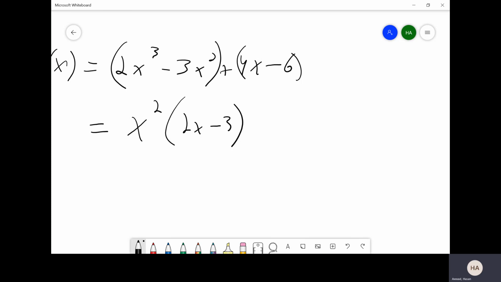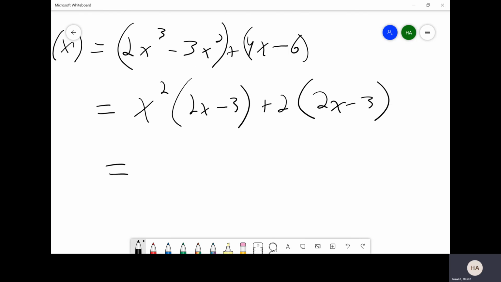So we look at 4x minus 6, and we ask ourselves, what is the biggest thing that we can take out? The largest thing that we can take out is a 2. So we take out a 2, and that leaves us with 2x minus 3. Hooray, right? Our pieces match, 2x minus 3, 2x minus 3. So as a result, yeah, we can go ahead and do the distributive property in reverse. We pull out 2x minus 3, and what is left over? x squared plus 2.